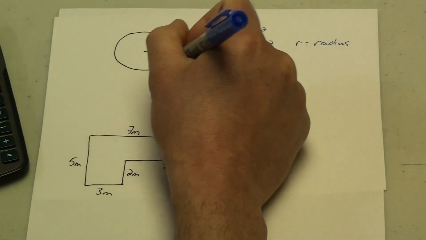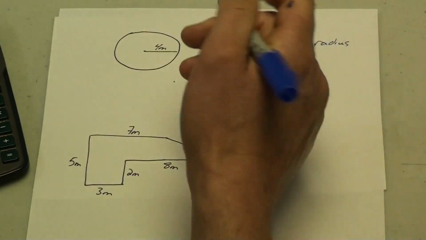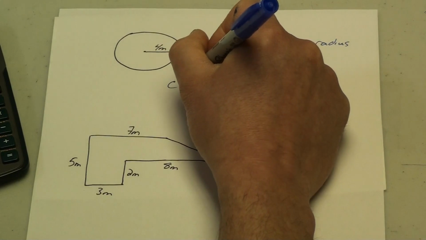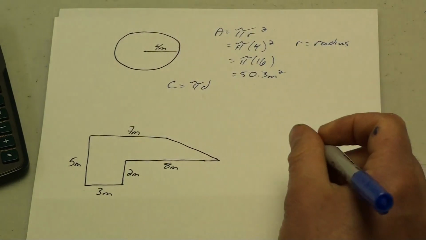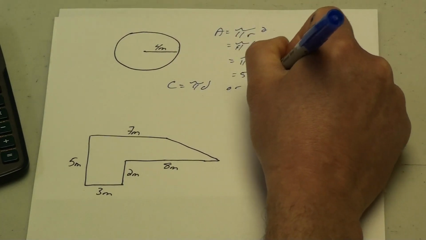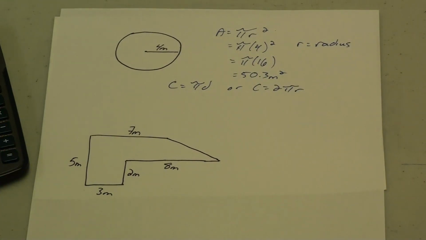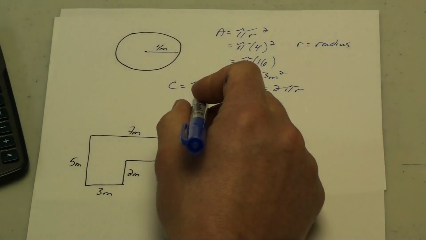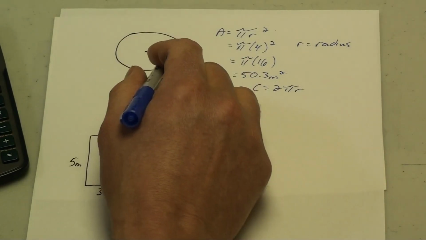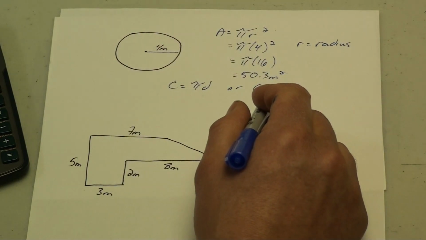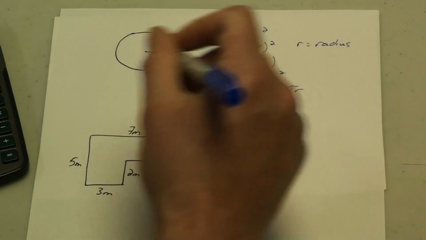When it comes to circumference, the perimeter of a circle is called circumference. And there are 2 formulas. You can have pi d, or you can have circumference equals 2 pi r. Now they are the exact same formula, just written different ways. D is diameter, which is the whole way across. R is radius, which is only halfway across. So I'd multiply the radius by 2.